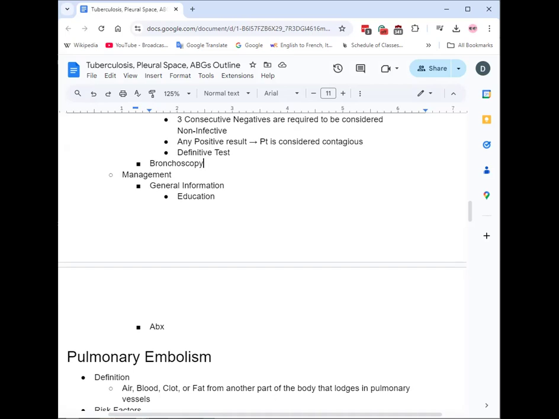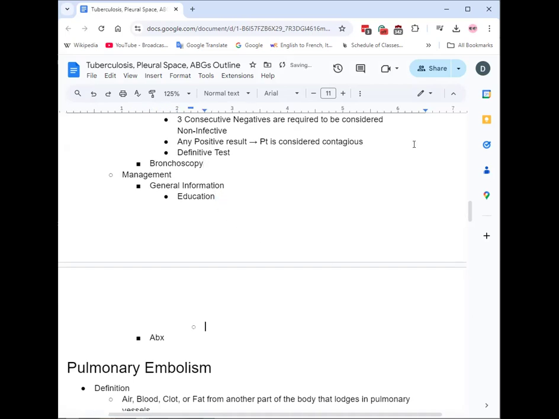In terms of the management, there's maybe some general guidelines, but a lot of it is a bunch of different medications and stuff. But what are some of the education you'd want to teach a patient when it comes to the TB medication? And then we can go into more detail about the TB meds later.